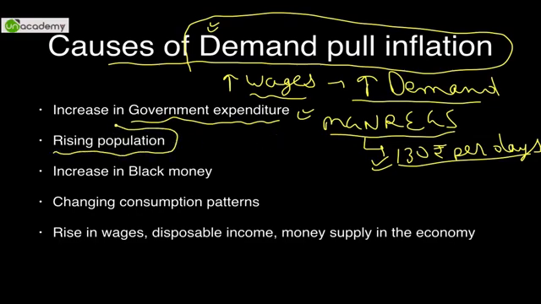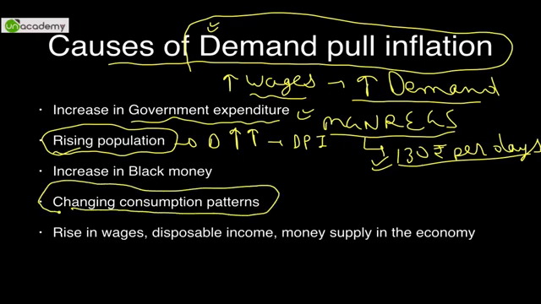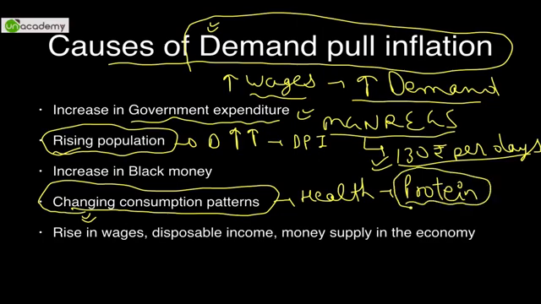Similarly, if there is a rising population, all those people who are being added to the population will earn something, and again because of them demand will go up, and that will lead to demand pull inflation. Now, changing consumption patterns. For example, people in the metros and tier 2 cities are getting conscious about their health. They go to the gym and now want more protein rich food to build muscles or prolong their life. So protein rich food like eggs is recently increasing in price. For example, a 3 rupee egg is now 5 or 6 rupees. This is purely on the basis of consumption patterns.